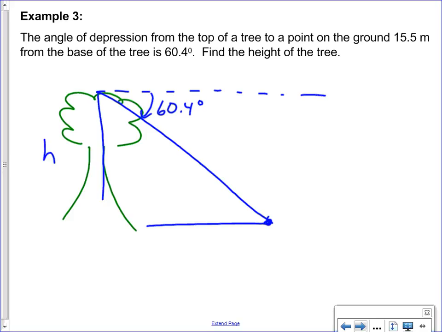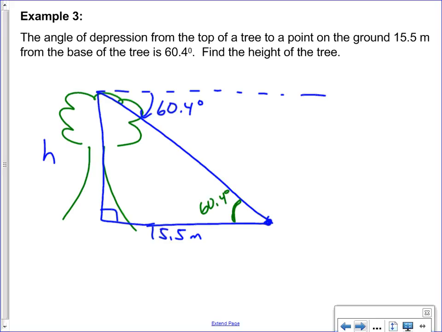Well, if you were to just drop this and make yourself a right triangle, it's 15.5 meters away, so that's the bottom. Now, the angle of depression is not inside the triangle, but there is a similar angle inside. Where is it? It's at the bottom. Depression, depressed, bottom. So this angle too must be 60.4 degrees.